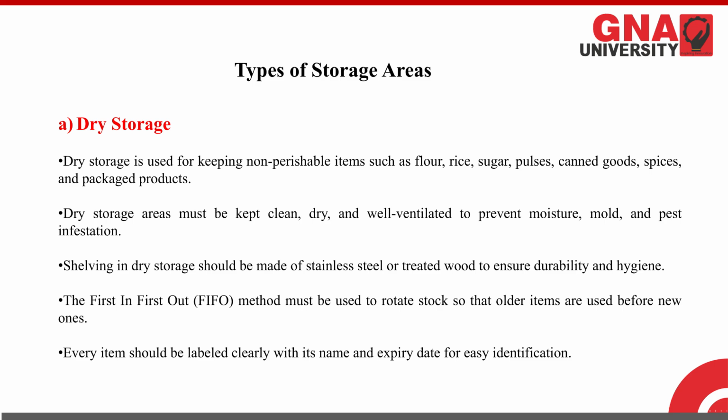Shelving in dry storage should be made up of stainless steel or treated wood to ensure durability and hygiene. The first in first out method, also called FIFO in short form, must be used to rotate stock so that older items are used before new ones. Every item should be labeled clearly with its name and expiry date for easy identification of the food items.